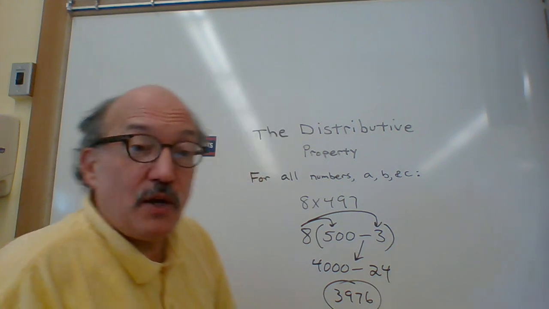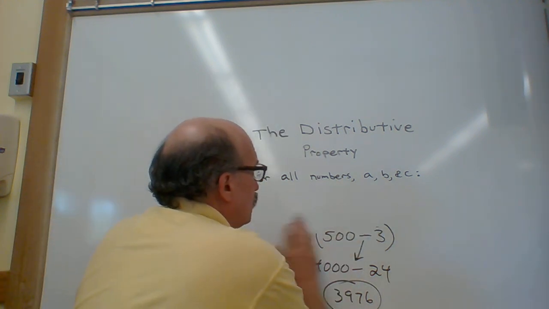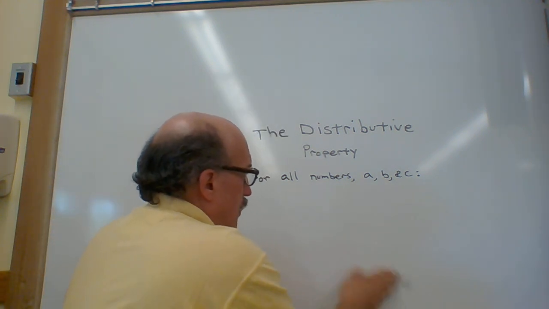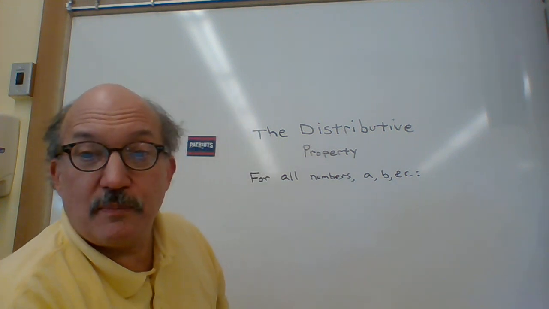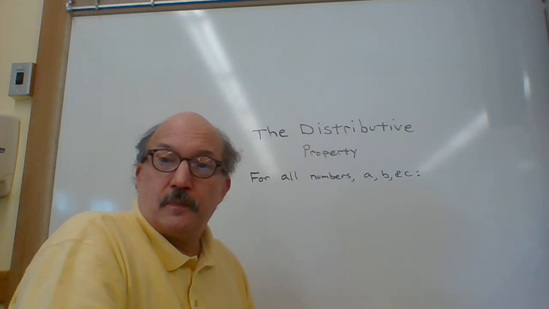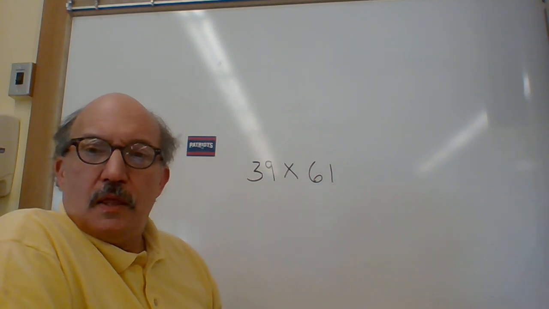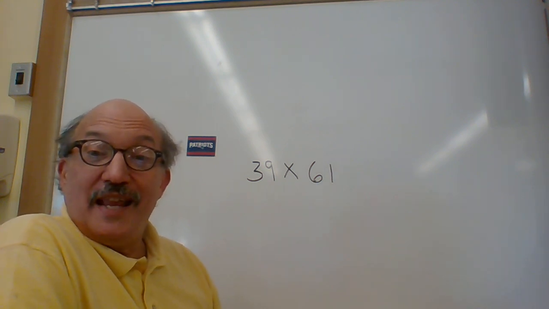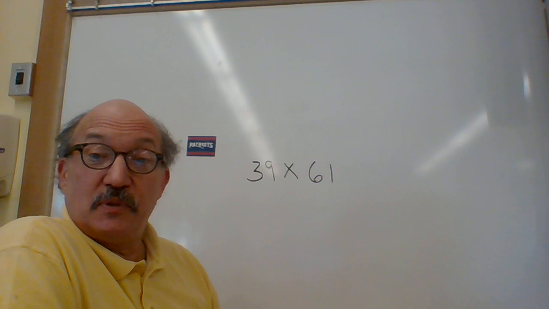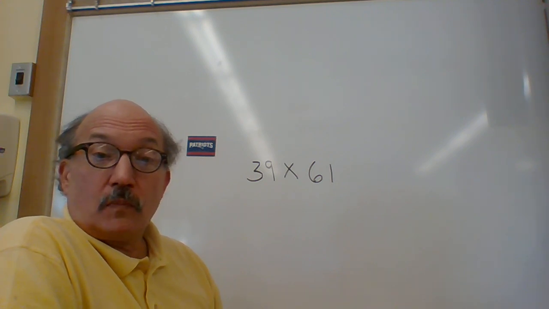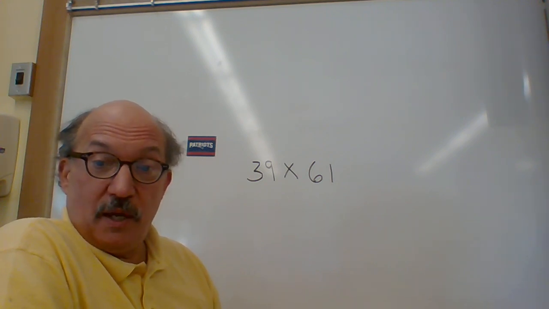Well, sometimes in life we need to multiply by bigger numbers. So let's move on and look at 2 digits times 2 digits. The first thing I'd like you to do is come up with an estimate for 39 times 61. This is an easy one to estimate with.